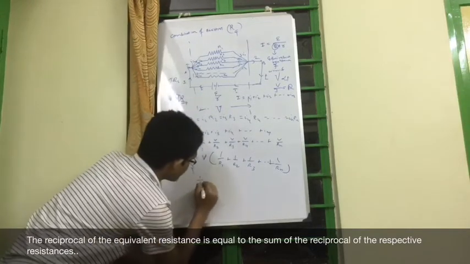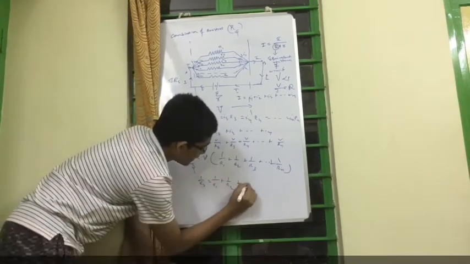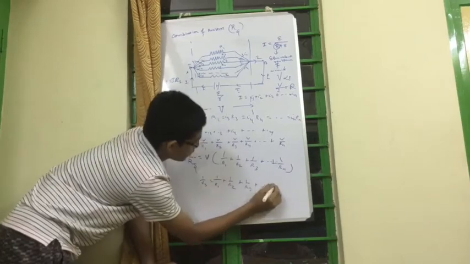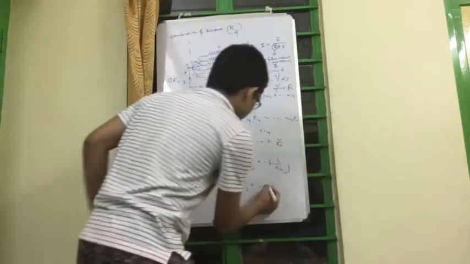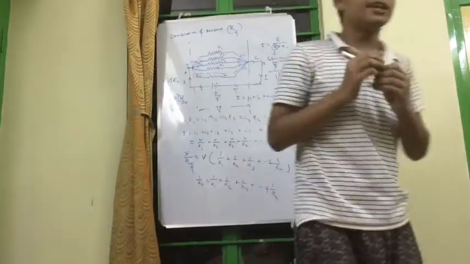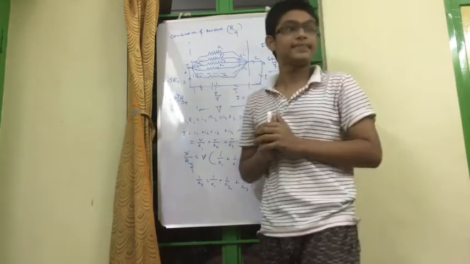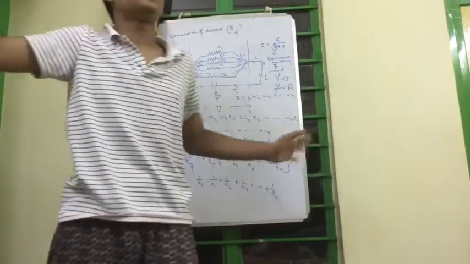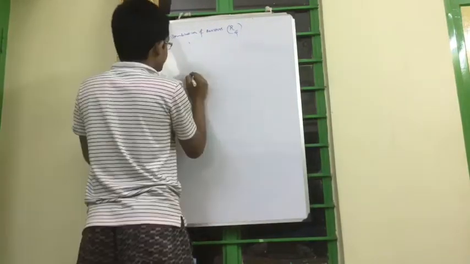So 1 by Rs will be 1 by R1 plus 1 by R2 plus 1 by R3 plus up to 1 by Rn. It means when n number of resistors are connected in parallel, then the reciprocal of their equivalent resistance is equal to the sum of the reciprocals of their respective resistances.